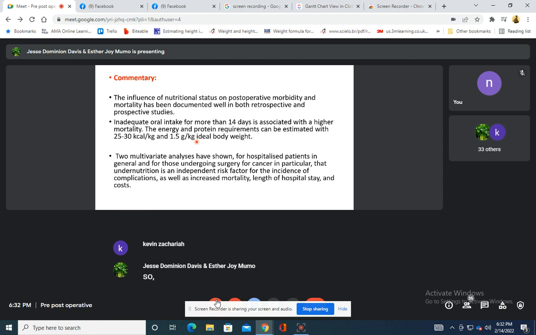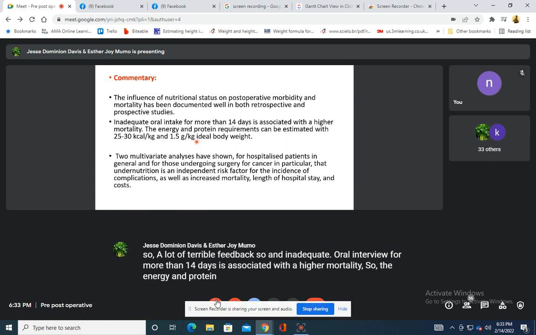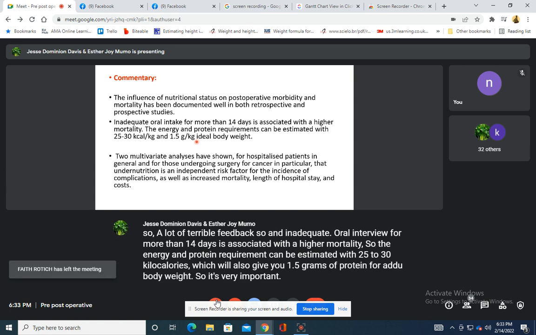There are a lot of terrible outcomes. An inadequate oral intake for more than 14 days is associated with a higher mortality. So the energy and protein requirement can be estimated with 25 to 30 kilocalories, which will also give you 1.5 grams of protein per kilogram of ideal body weight. So it's very important: protein intake 1.5, 25 to 30 kilocalories.